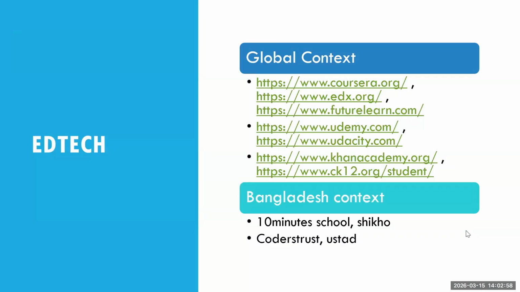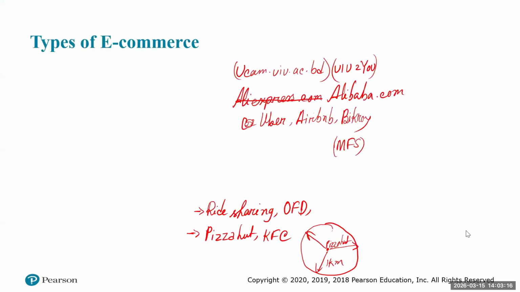Here in the edtech category, I'm giving you an example that globally we have some famous edtech brands like Coursera, edX, Udemy, Udacity, Khan Academy. But then Bangladesh-wise, we basically have some examples like Emergency School, Shiko, Coders Trust, Ustad. So these kinds of examples are there.